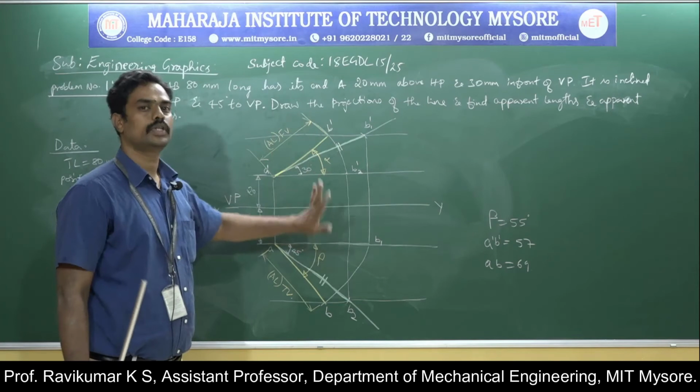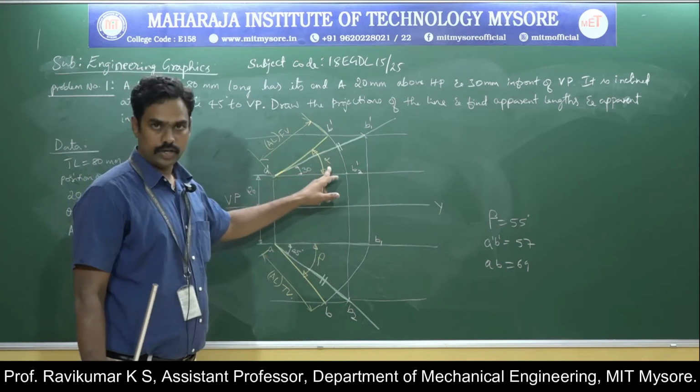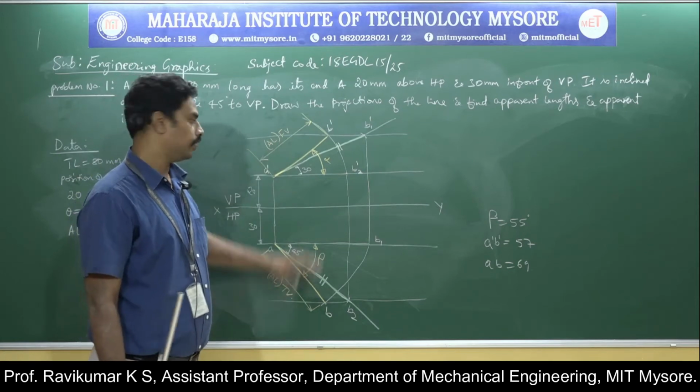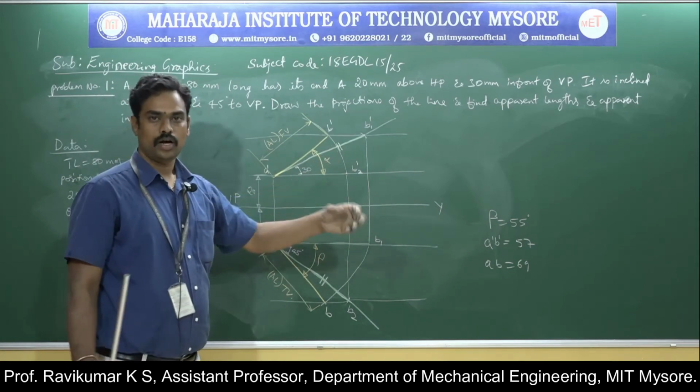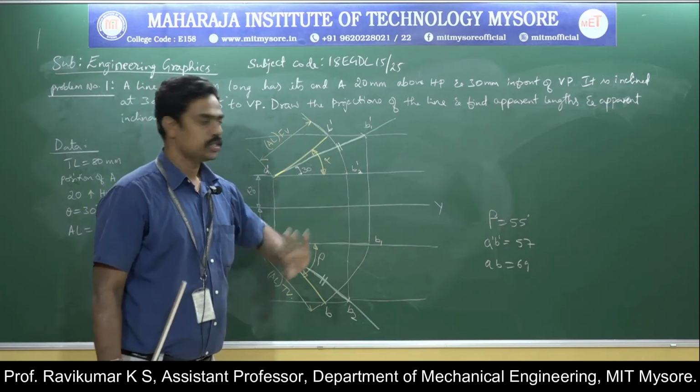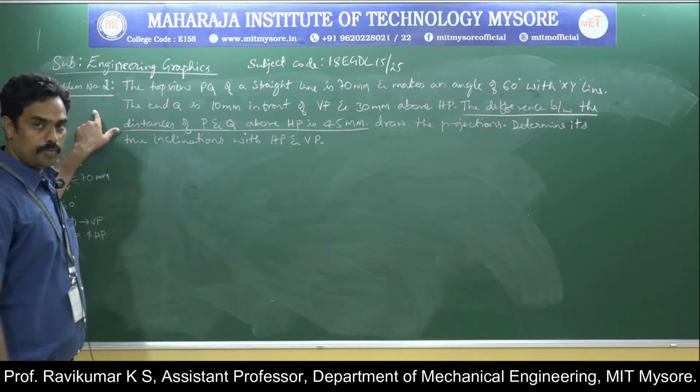So construct this with the scale, whatever answer you get. If it correlates with beta and the apparent lengths in top and front view, then however much alpha you get, you just write that value. Okay, so this is the second problem.